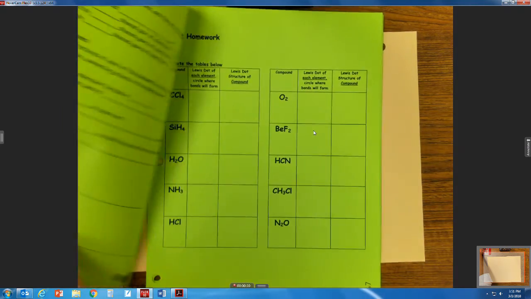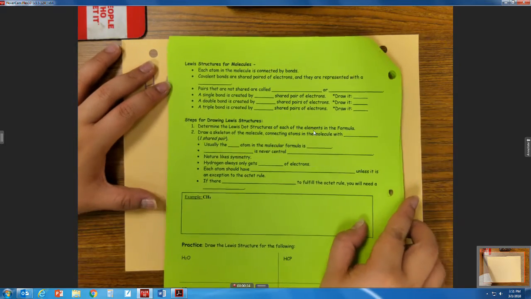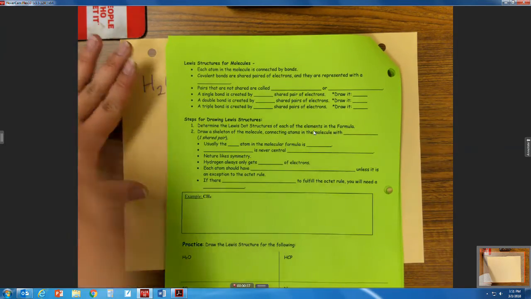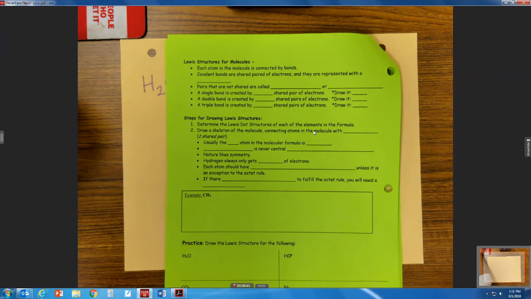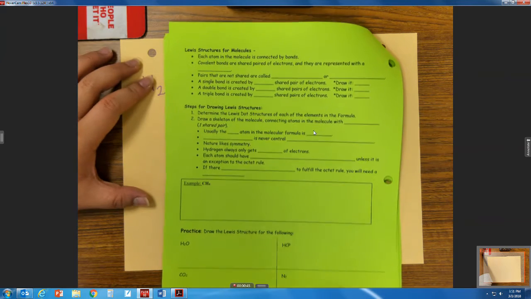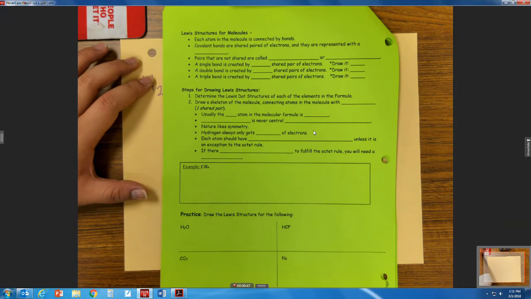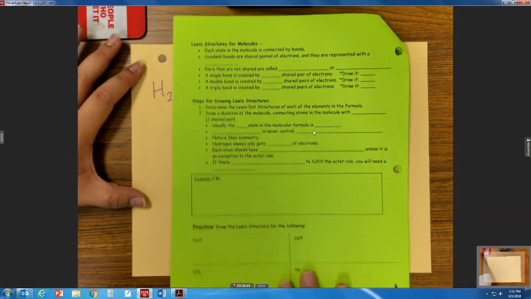Okay, so the second page has to do with some of the rules you need to know. So this page is completely new. So hopefully you were paying attention in class. And I am just going to go over the sample problems with you guys today.